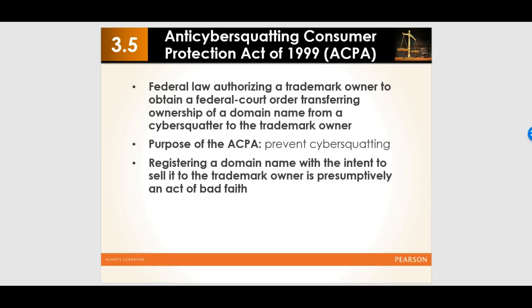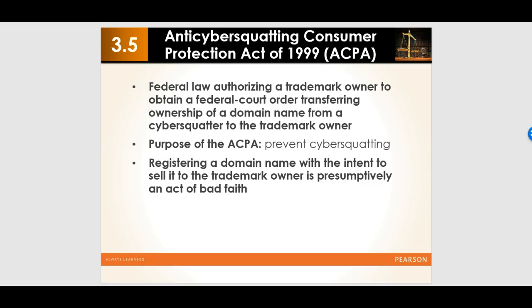This is what cybersquatting means. Okay, so this ACPA, the Anti-Cybersquatting Consumer Protection Act, authorizes the trademark owner to get a court order transferring the ownership of this domain name to themselves. So if they prove that the person registering that domain name was actually involved in cybersquatting wrongdoing, they can get an order from the court.